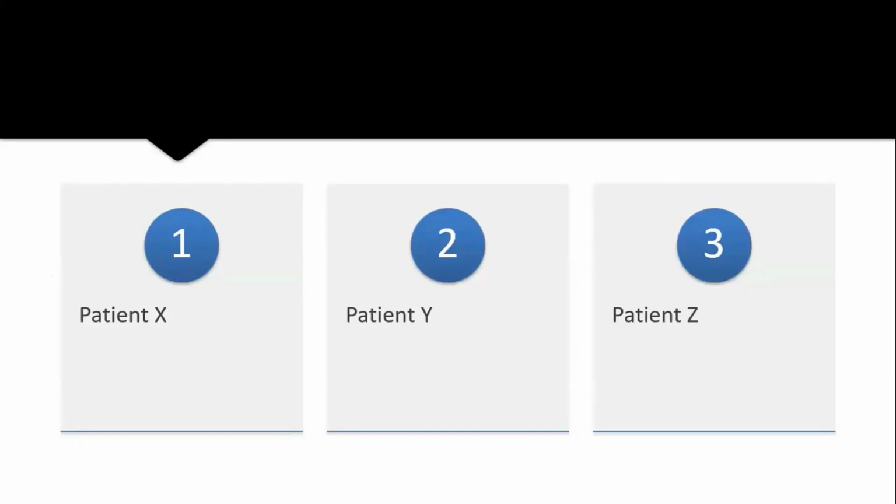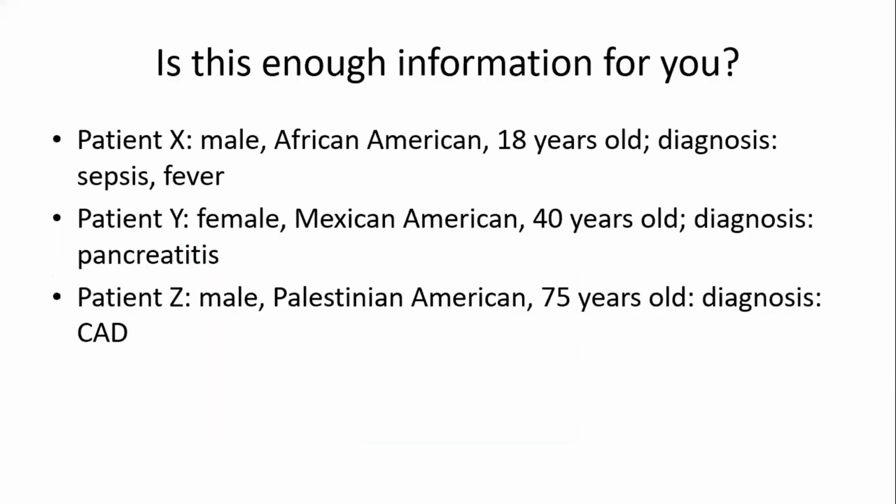So I'm going to do patient X, patient Y, and patient Z. So is this enough information for you? Patient X is male, African-American, 18 years old with the diagnosis of sepsis and fever. Patient Y is female, Mexican-American, 40 years old, diagnosis pancreatitis. Patient Z, male, Palestinian-American, 75 years old with a diagnosis of CAD. Is this enough for anybody to work on, much less a case manager? Yet this seems to be what we get sometimes, right?